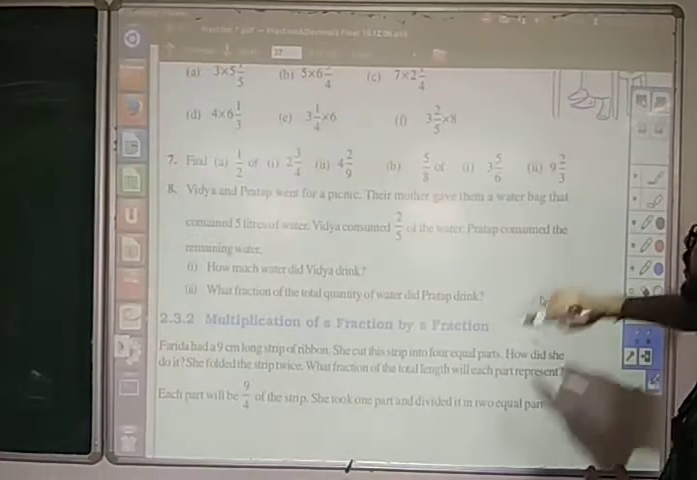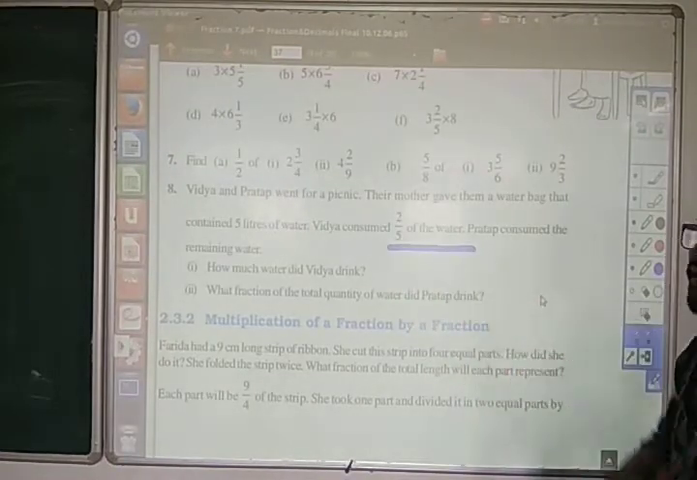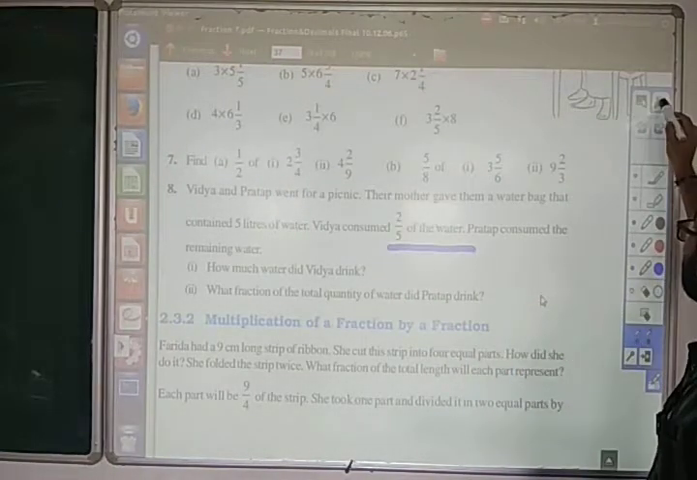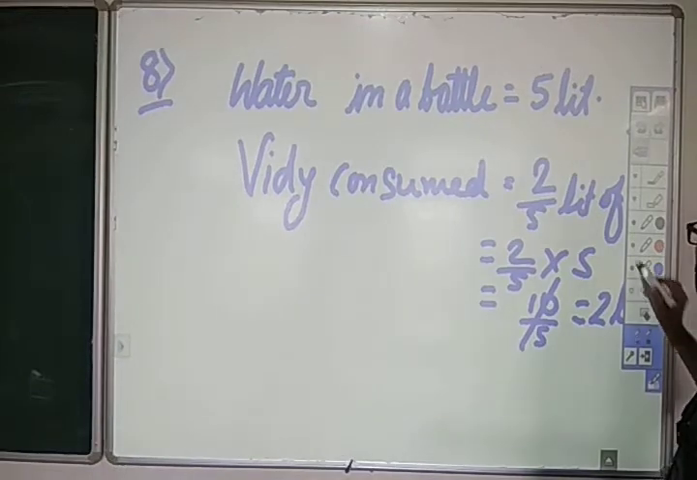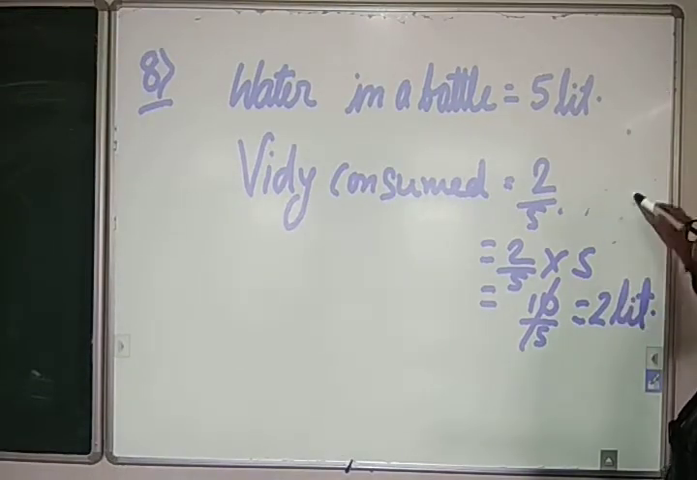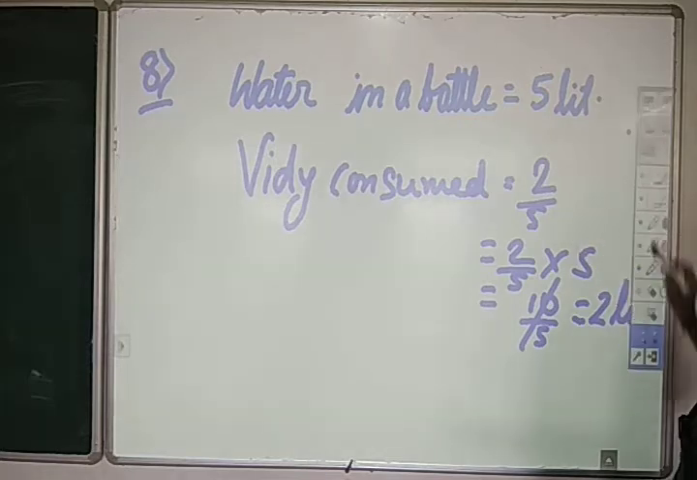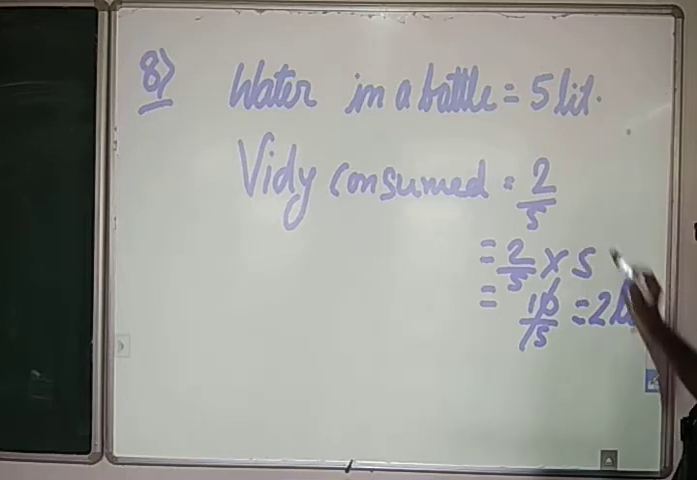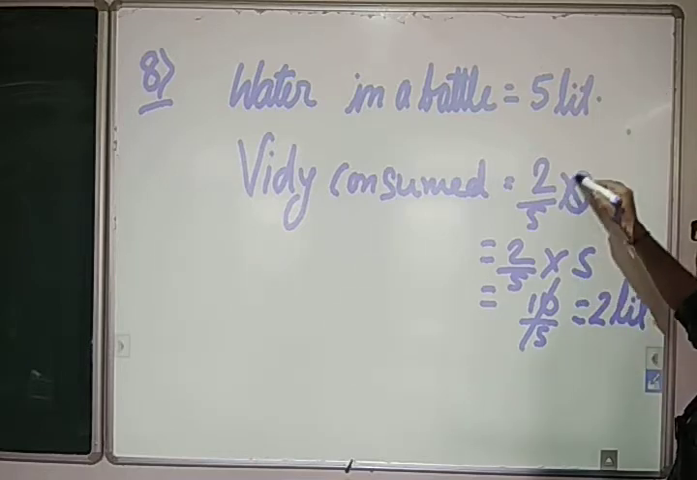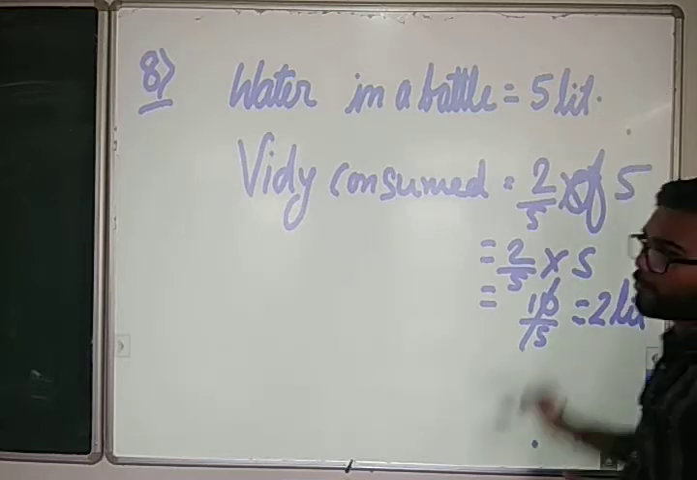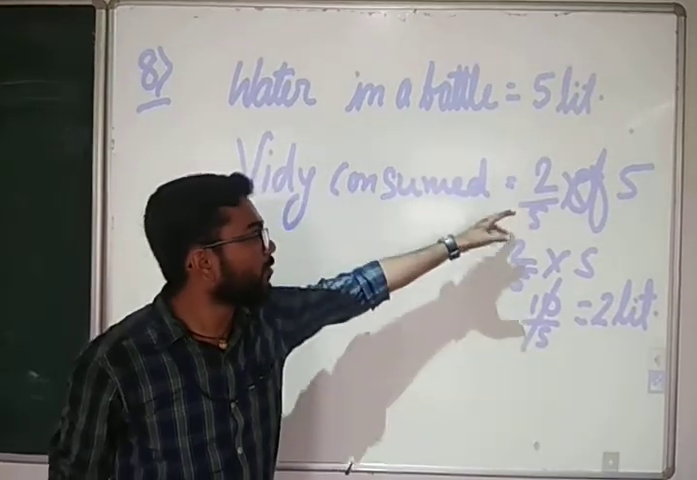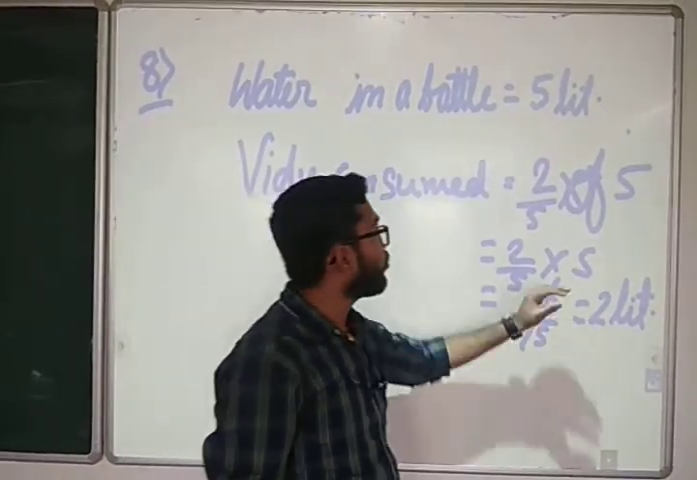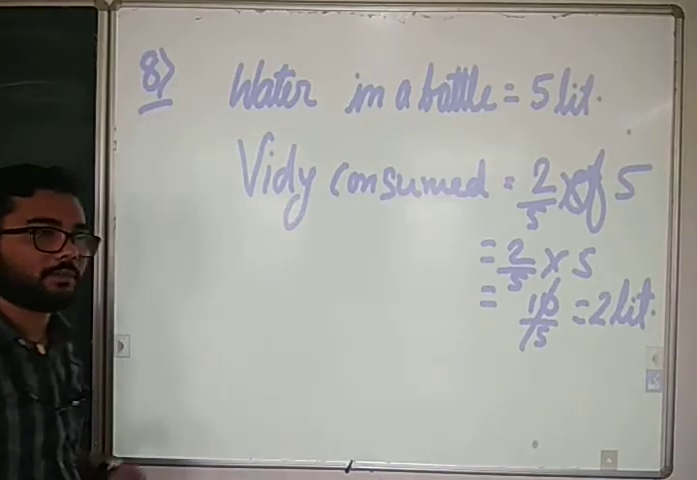Here the question says that 2 upon 5 of the water she consumed. So you can also write it like this: 2 upon 5 of 5. Okay, 2 upon 5 of 5. So 2 upon 5 of 5 is 2 liters. So 2 liters of water consumed by her, means Vidya.